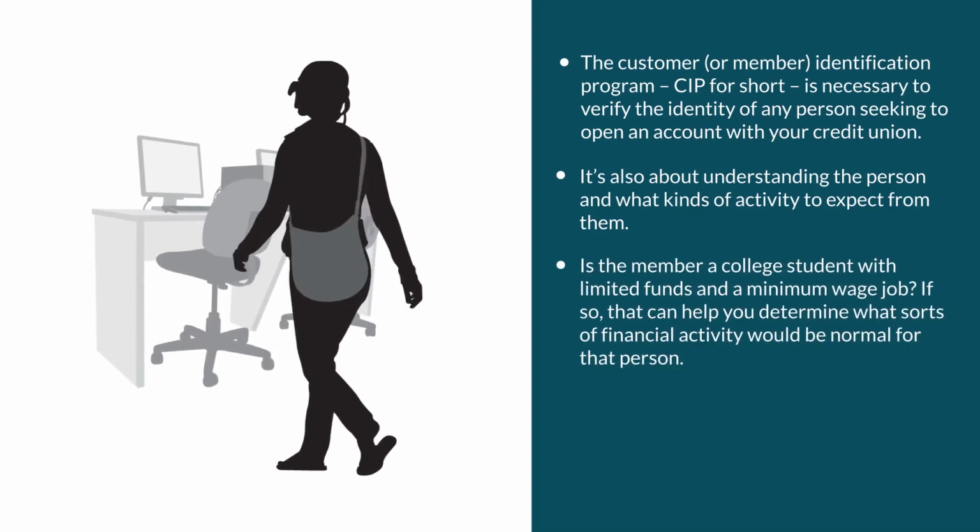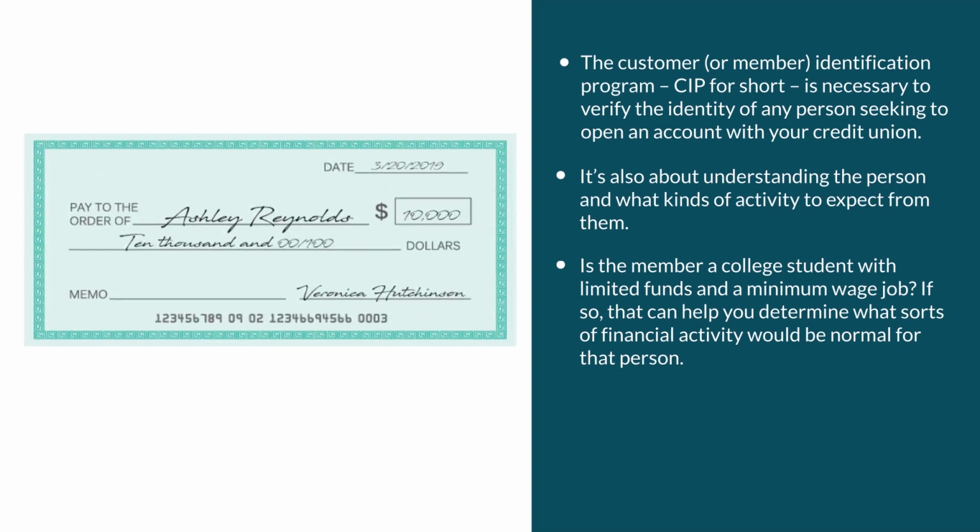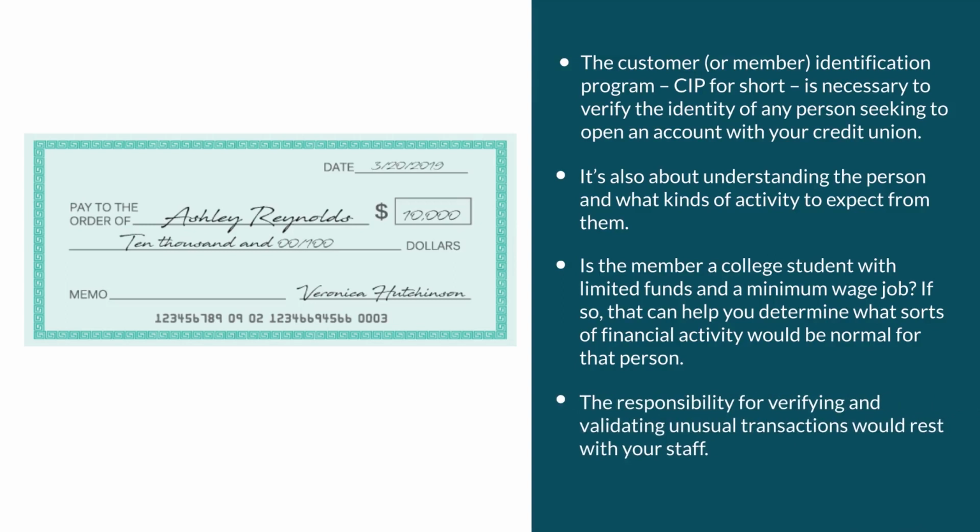Is the member a college student with limited funds and a minimum wage job? If so, that can help you determine what sorts of financial activity would be normal for that person in terms of deposits, transactions, lending, etc. In this case, a check for $10,000 may be a bit strange and potentially suspicious. Or it might be funds for a tuition payment, so the responsibility for verifying and validating unusual transactions would rest with your staff.